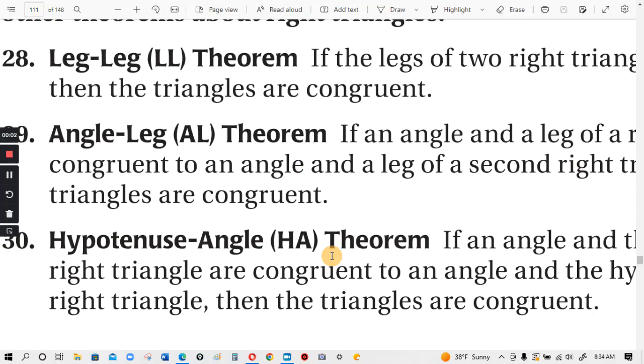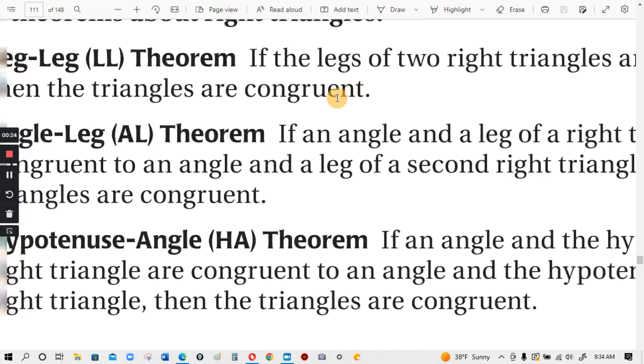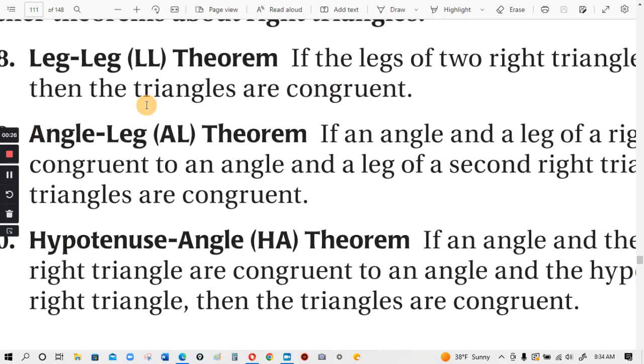So there are some additional theorems for proving congruence in right triangles, but they are really the same as the ones we already learned, and I'm going to prove that to you. All right, the first one is the leg-leg or LL theorem. It says if the legs of two right triangles are congruent, then the triangles are congruent. So let's see what that looks like.